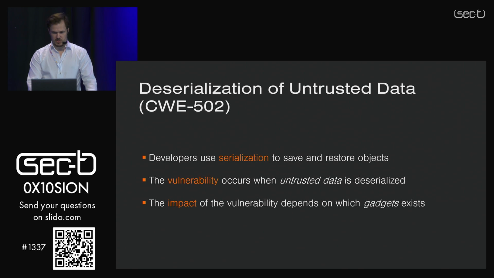So if we summarize what we learned so far, developers are using deserialization all the time because they need to read and restore objects and so on. The vulnerability itself is when you deserialize untrusted data. The impact of the vulnerability is going to depend on whatever gadgets you have.